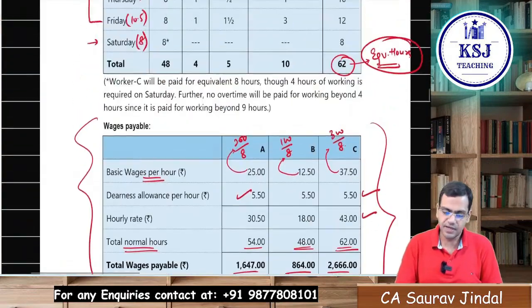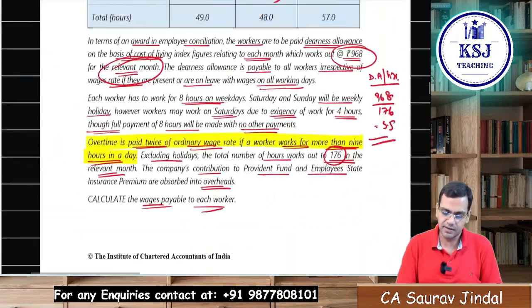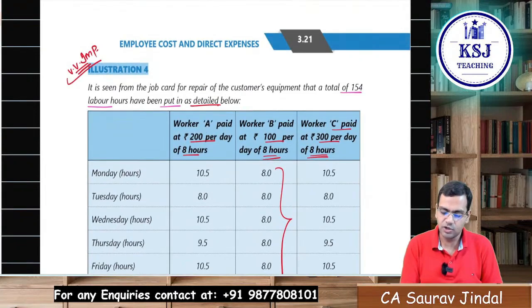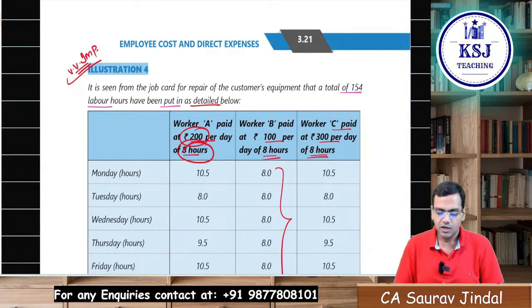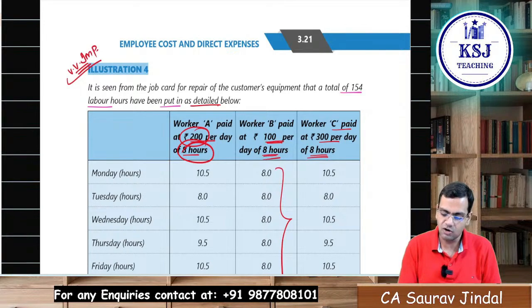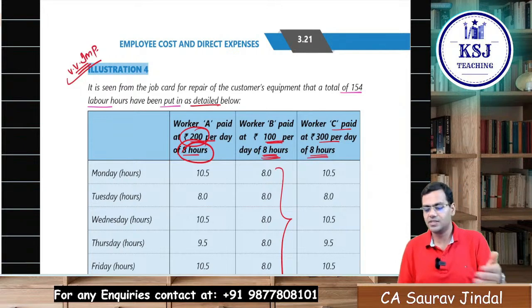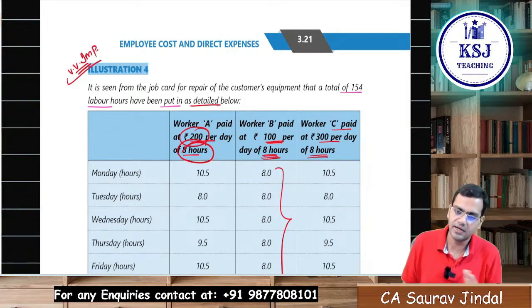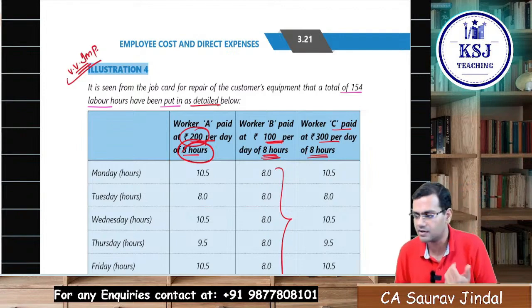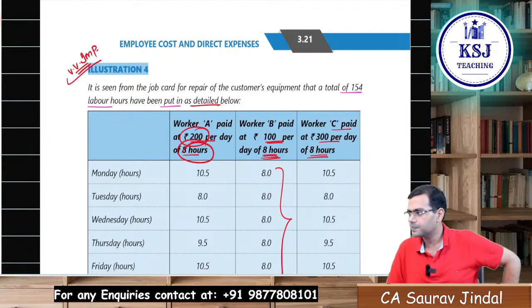Basic wages. See here in the question, it is given that he is being paid 200 for 8 hours. So what will be the basic wages per hour? 200 divided by 8. C is getting 100 per day of 8 hours. If he is working for 8 hours in a day, he is being paid 100 rupees. So what will be the wages per hour? 100 divided by 8. For C, 300 divided by 8. Clear?